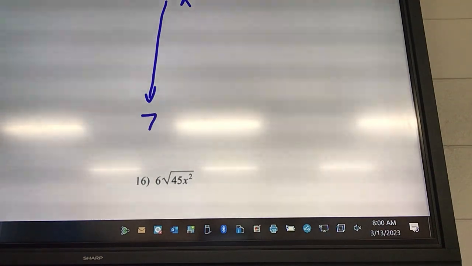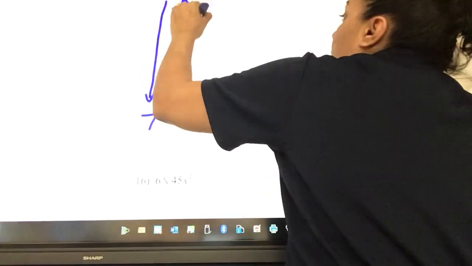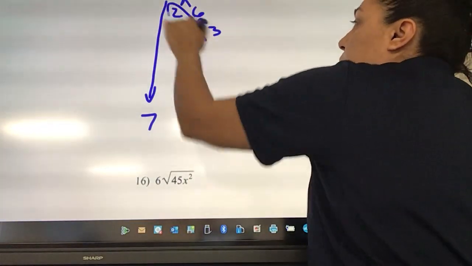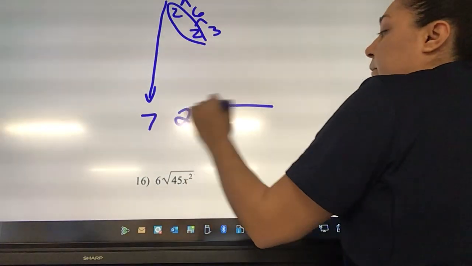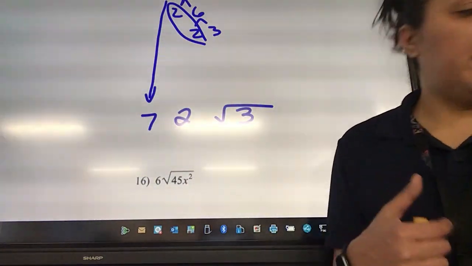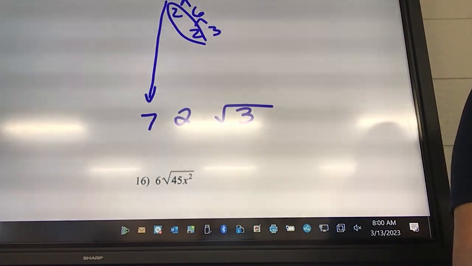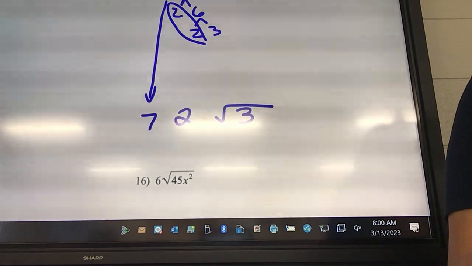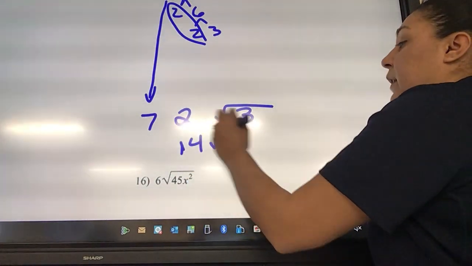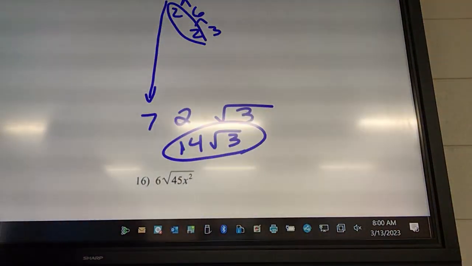What are some factors of 12? 2, 6. 2, 3. So who can go? A group of 2s. Who cannot go? 3. Okay. If we don't have the 7 there, what's going to be our answer? 2, 3. Okay. If we do have the 7 there, what's going to be our answer? 14, 3. Okay. So it is important that you keep that 7 there and drop it down from the beginning.